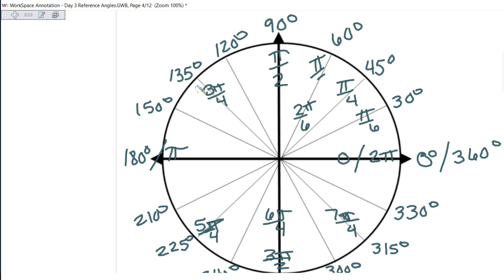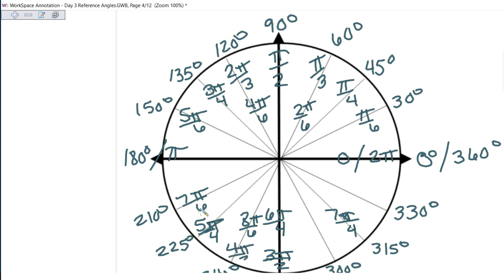This would be 4 pi over 6, which simplifies to 2 pi over 3. This one would be 5 pi over 6. 6 pi over 6 would be pi. This would be 7 pi over 6. This is technically 8 pi over 6, which simplifies to 4 pi over 3. Then we'd have 9 pi over 6. This one would be 10 pi over 6, and that simplifies to 5 pi over 3. This one would be 11 pi over 6. So now we have finished marking the degrees and the radians.